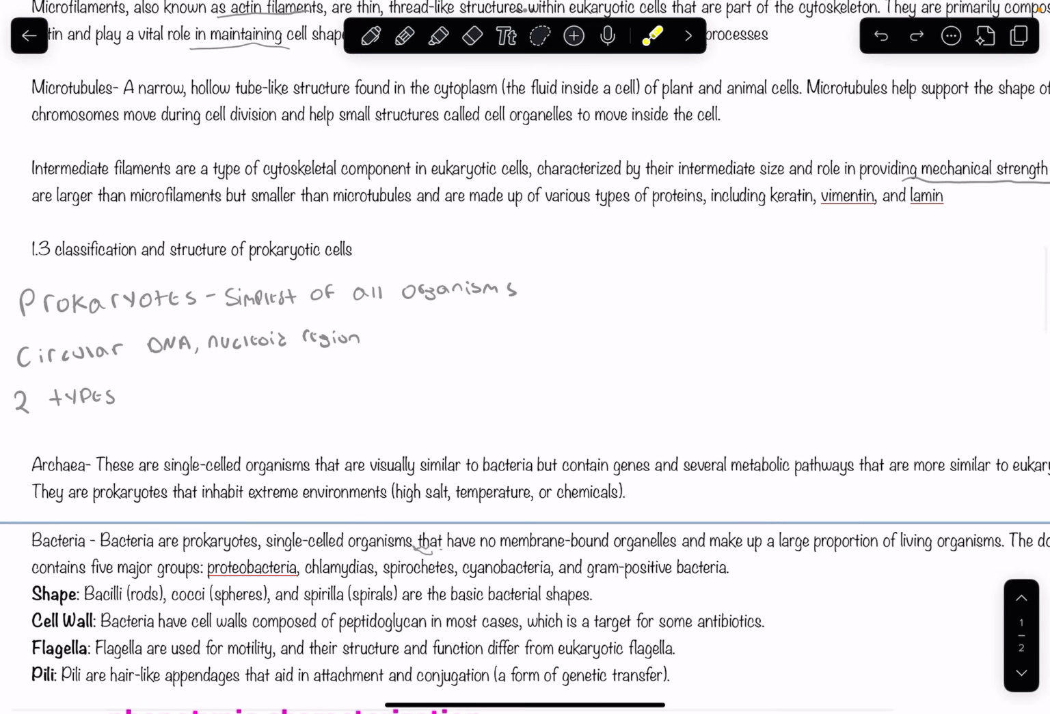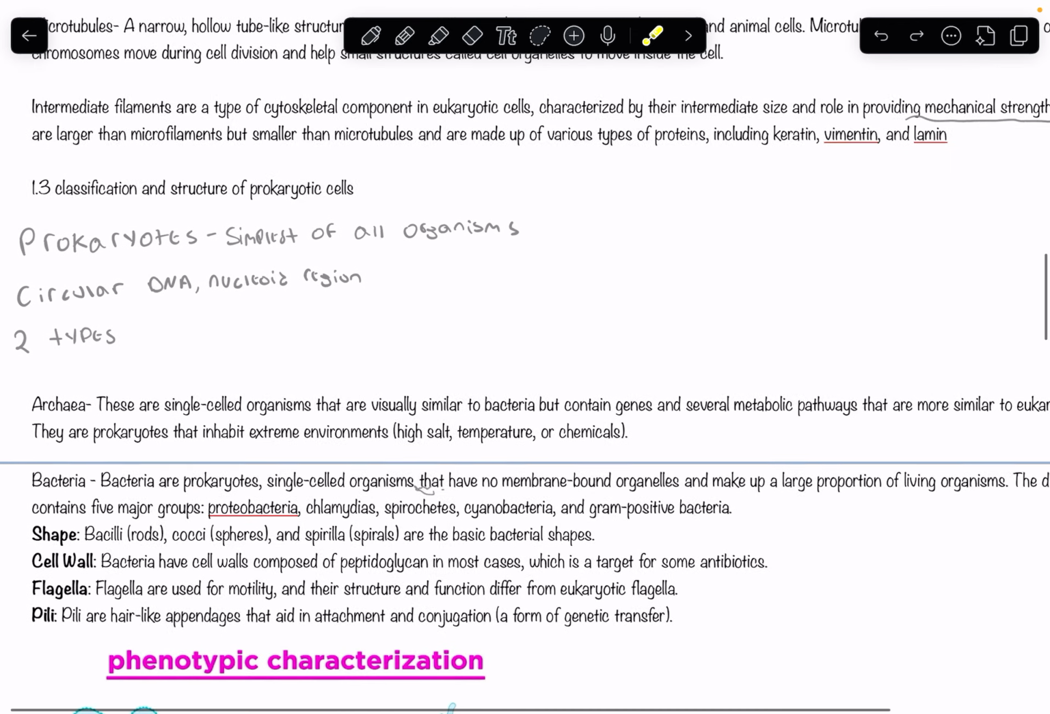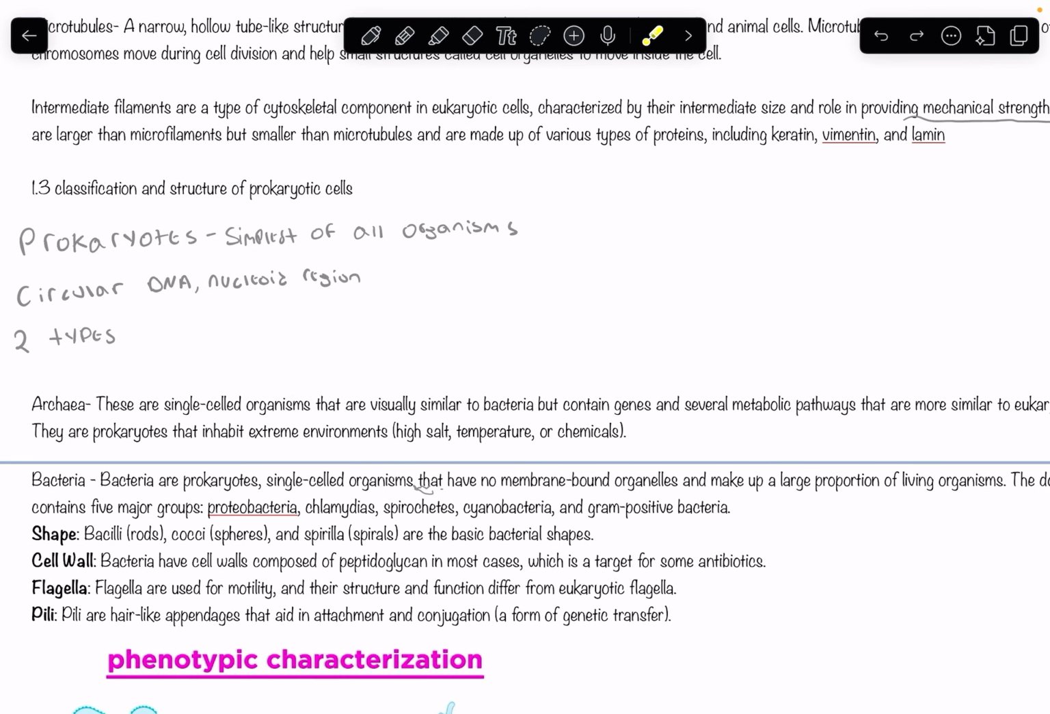So a few things. Prokaryotes are the simplest of all organisms. They only have cellular DNA in a nucleotide region, so you can find the DNA in that region. Even though they're very simple, there's a lot of different types of prokaryotes. So let's get into it. There's really lots of different types. There's two different types, but if you get really specific, right?